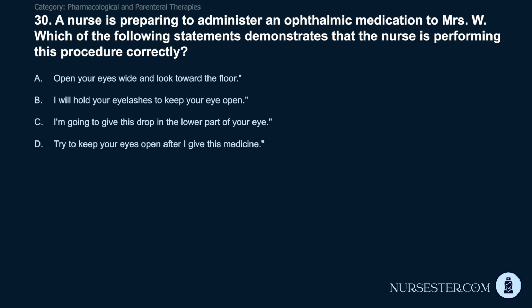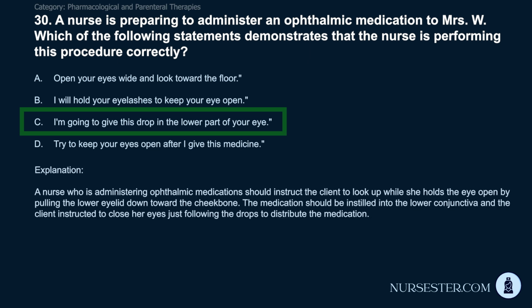30. A nurse is preparing to administer an ophthalmic medication to Mrs. W. Which of the following statements demonstrates that the nurse is performing this procedure correctly? A. Open your eyes wide and look toward the floor. B. I will hold your eyelashes to keep your eye open. C. I'm going to give this drop in the lower part of your eye. D. Try to keep your eyes open after I give this medicine. Correct answer, C. I'm going to give this drop in the lower part of your eye.